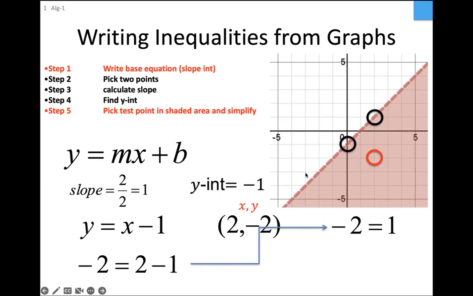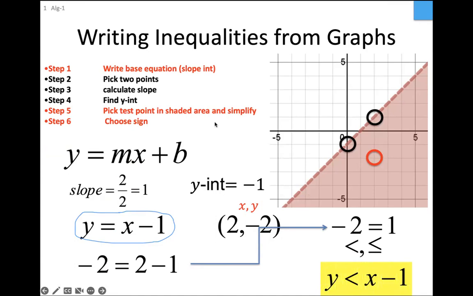Look at the red line. It is dashed. So if it is dashed, we only have 2 possible signs, right? The 2 possible signs, since it's dashed, are less than or greater than, because remember, -2 is smaller than 1. So since it is dashed, I choose the one without the line. That is the less than symbol. Toss that back into the equation I wrote over here with a less than symbol, and I'm done. So y is less than x minus 1.